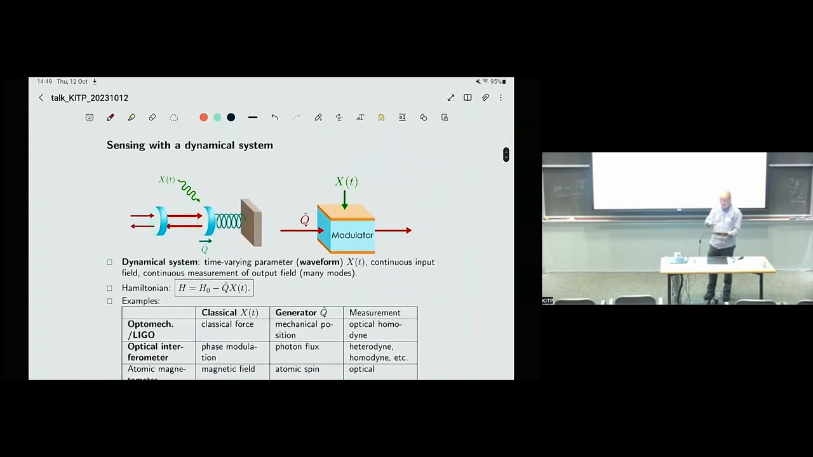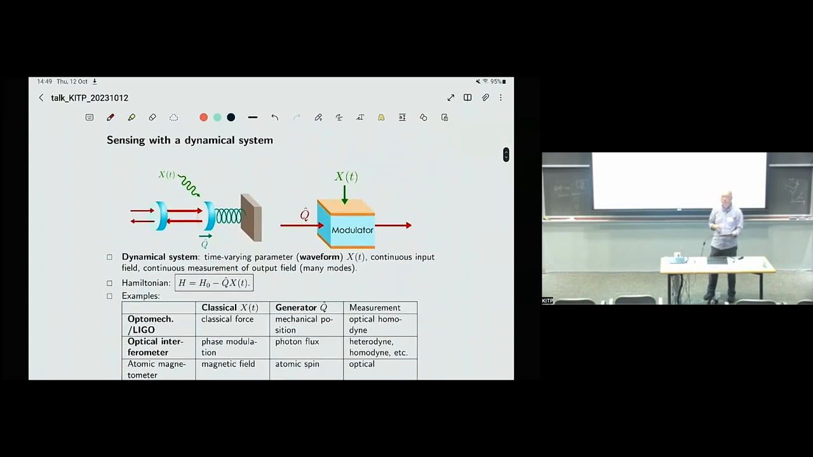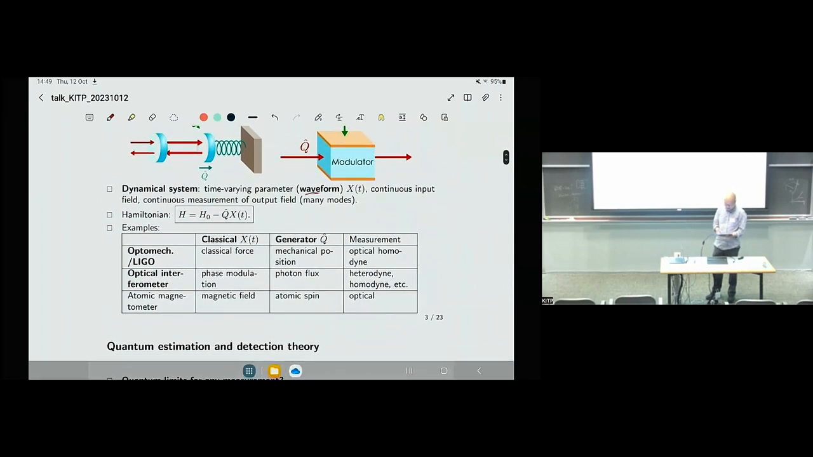But anyway, the main topic today is about sensing with a dynamical system. In practice, of course, you look at LIGO, look at optomechanics, look at magnetometry. The signal you are interested in is not a scalar number. It's changing in the time domain. That's what we call a waveform. It's a time-varying parameter, basically. That's what we really need to assume in practice.